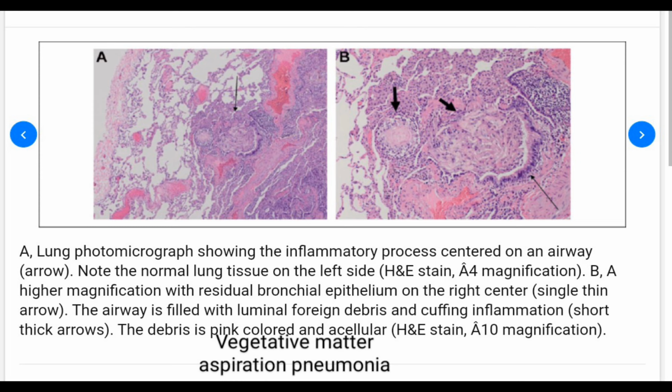So that's all about the third part of the pathology images. Some images are left. We will be discussing them in the next part of this pathology images video series.